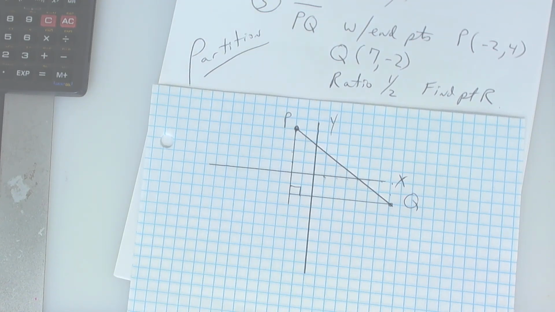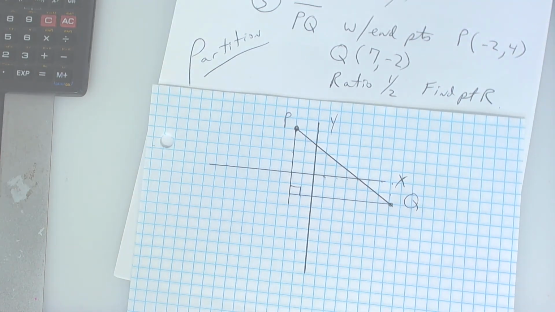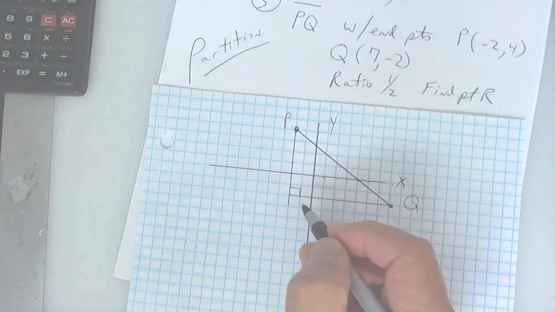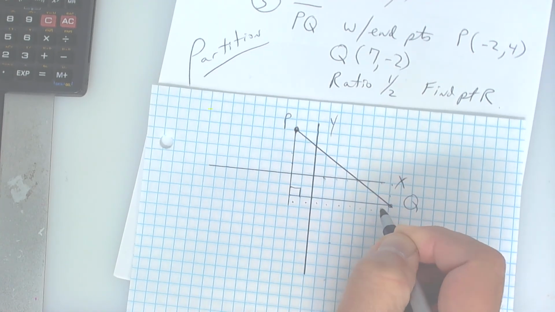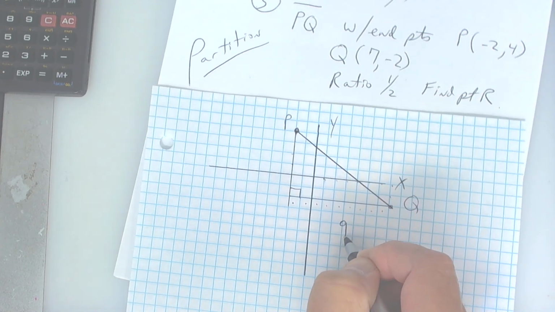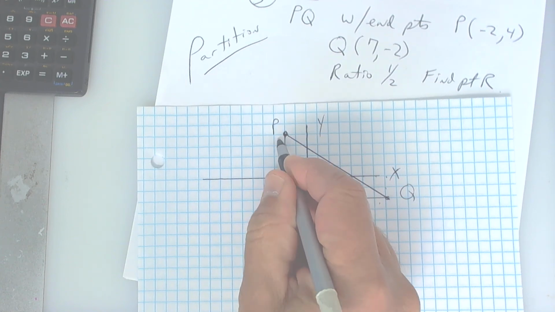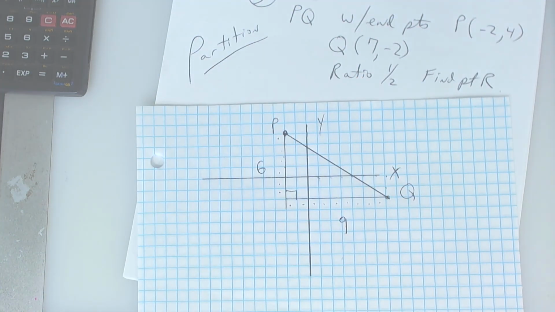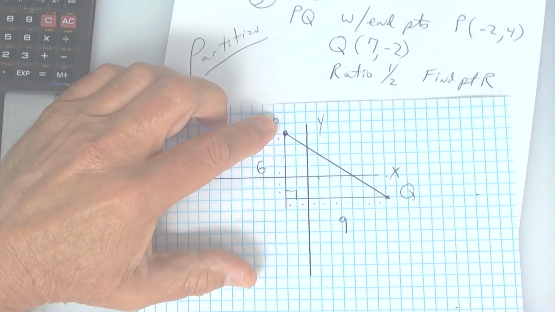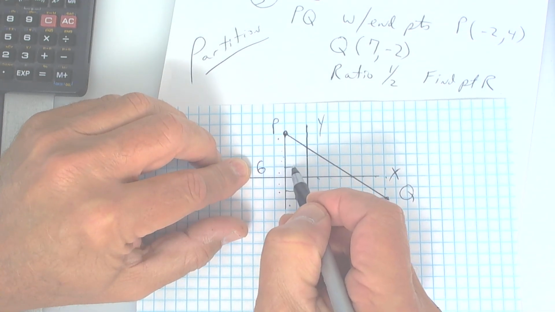All right. So this is a 1/2. Half. So you want to go halfway. Look here. 1 box, 2, 3, 4, 5, 6, 7, 8, 9 boxes. Watch again. 1, 2, 3, 4, 5, 6 boxes. You want to go halfway. So halfway from P to Q, halfway is 3. 3 boxes right here.